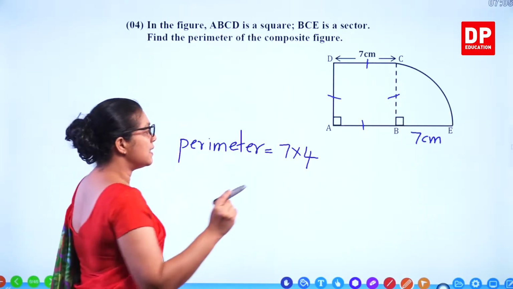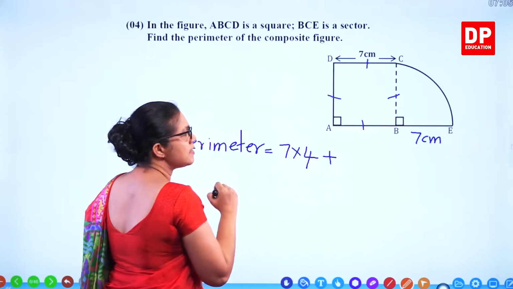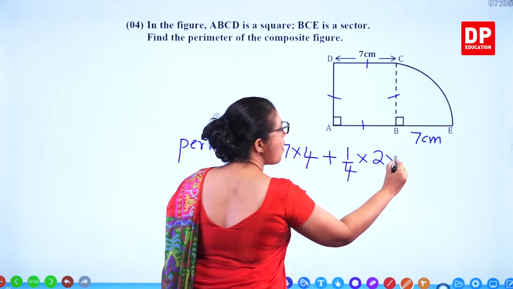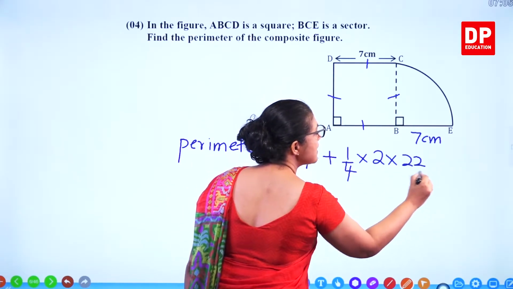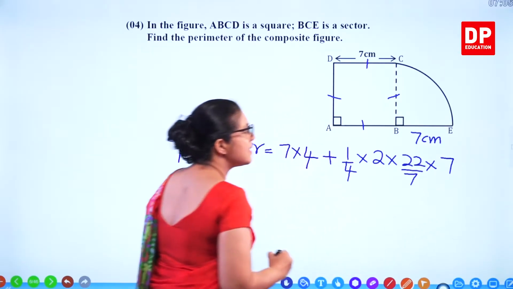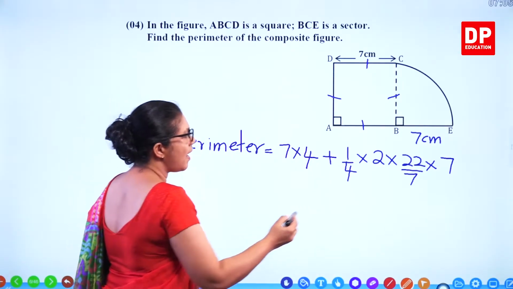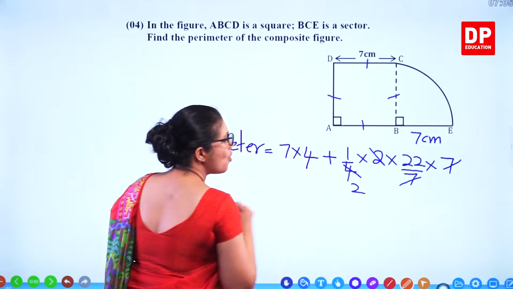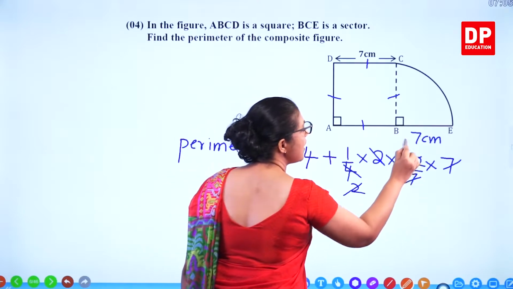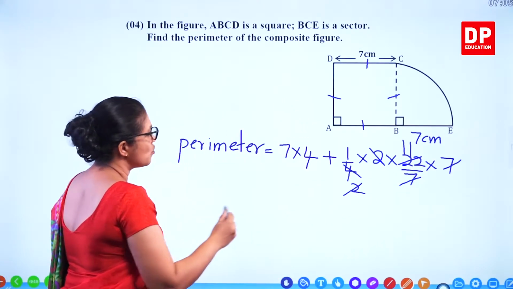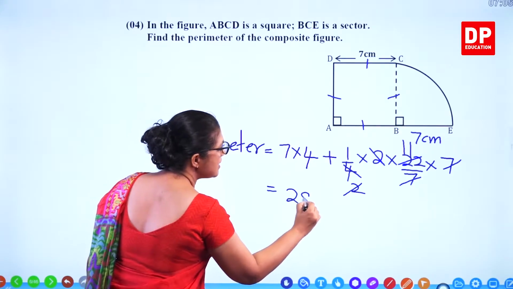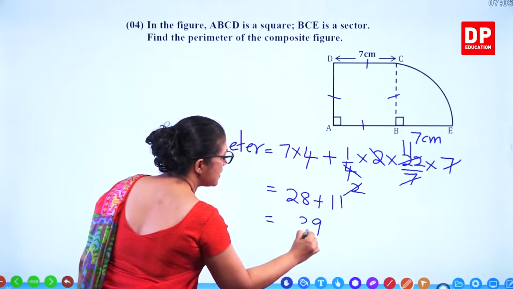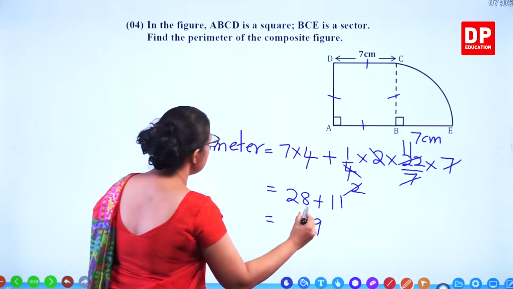Quarter of a circle means 1/4 of 2 pi r. 2 pi means 22 over 7 and r is 7. Now simplify. 7, 7 get cancelled out. This 2 and this 4, 2, and again you get 11 here. So 7 times 4, 28, plus 11. What's the answer? 39. This is in centimeters.